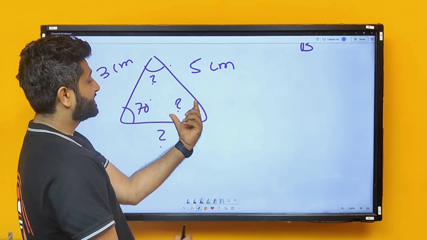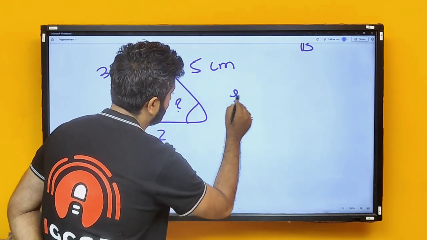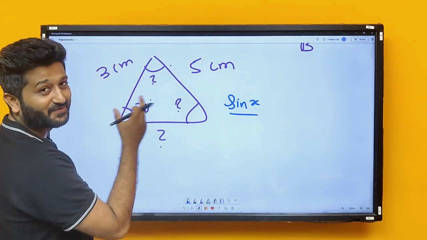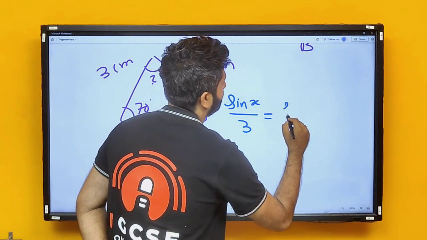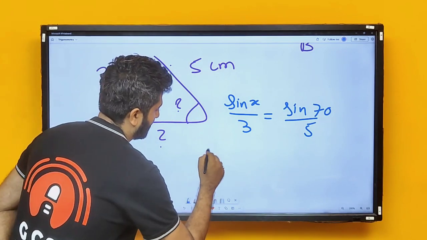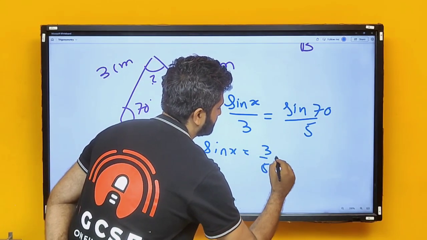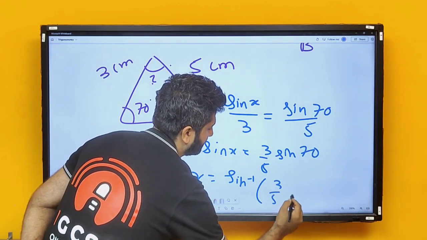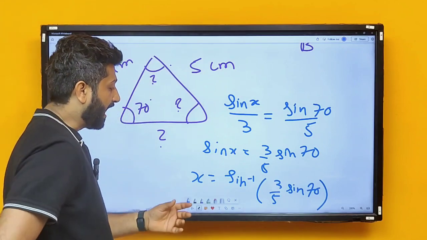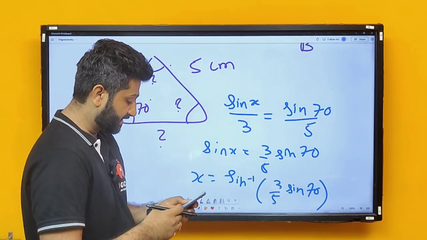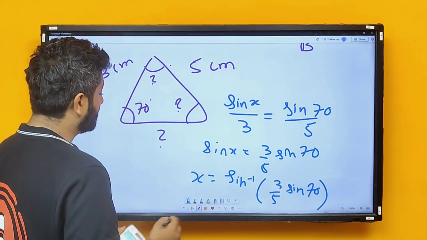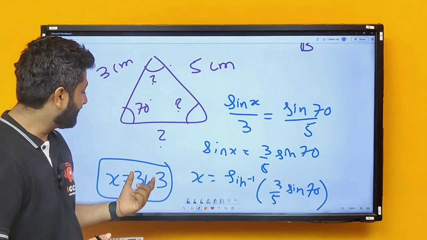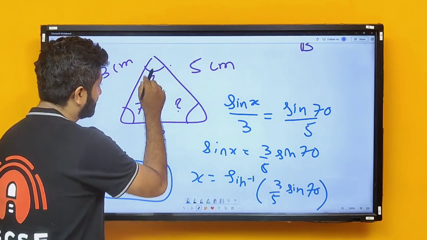Using sine rule. Let's say this angle is x. I have sine x upon the side opposite to this angle, which is 3. Sine x by 3 equals sine 70 by 5. So I can say sine x is 3 by 5 times sine 70, or x is sine inverse of 3 by 5 sine 70. So that is 34.3 degrees. So I have my x as 34.3 degrees. Now if I know this angle, using angle sum property, I can also find this angle.